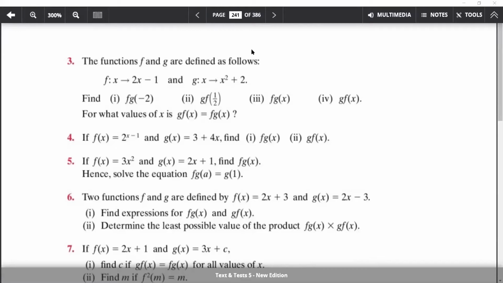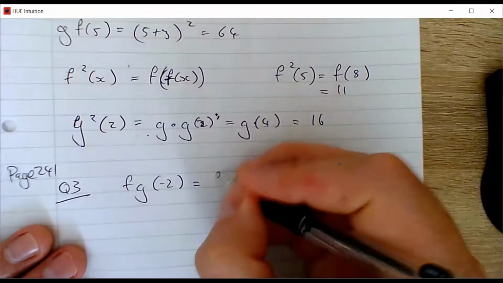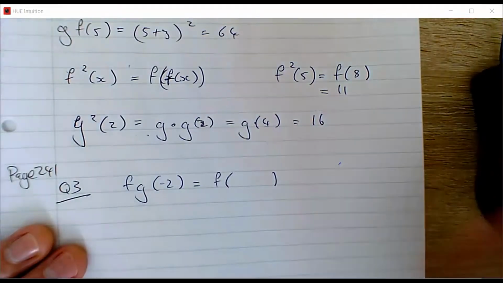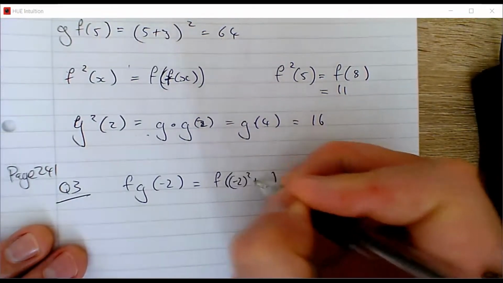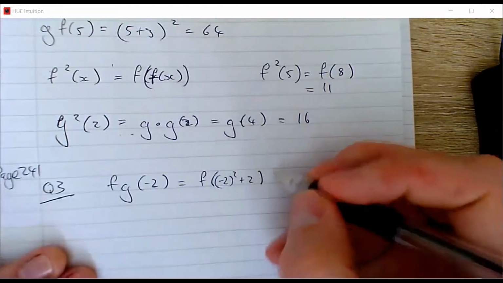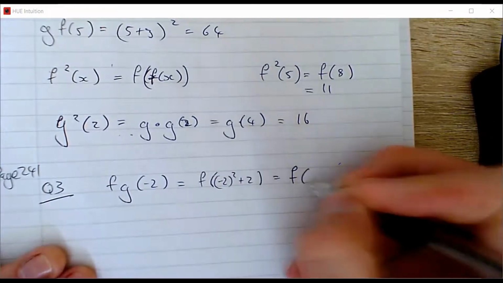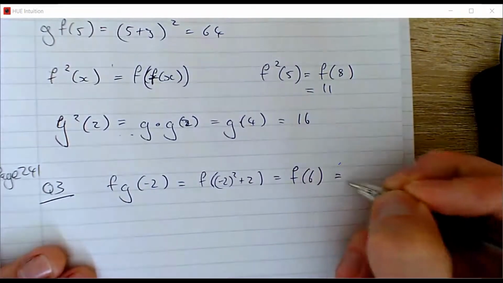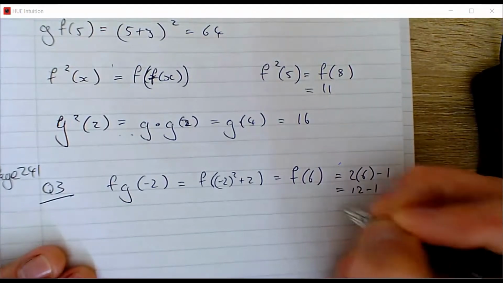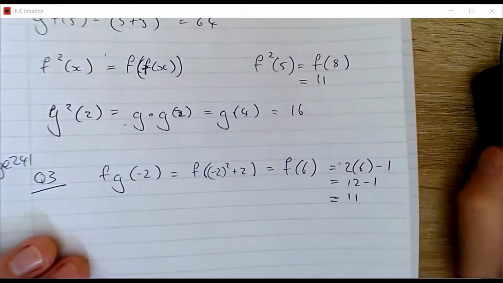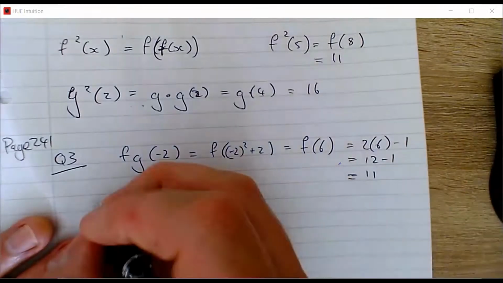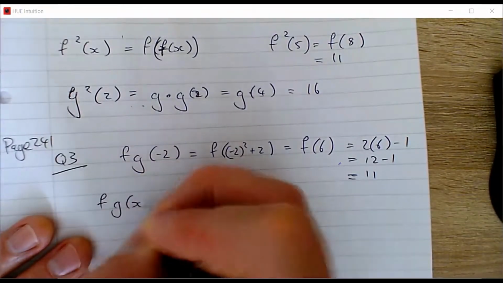Just to show you that, that's going to be f of minus 2 squared plus 2. That's g of minus 2, which is f of 4 plus 2, which is f of 6, and f of 6 is twice 6 minus 1. So that's 12 minus 1, which is 11. Okay, I'm going to leave you to do part 2 yourself. Part 3 is f of g of x.